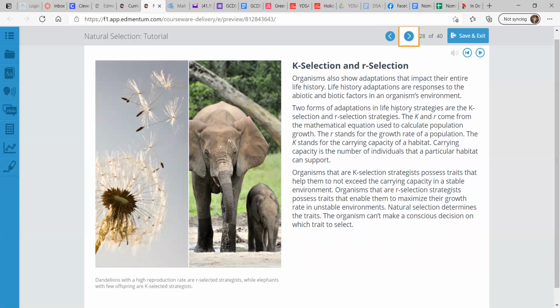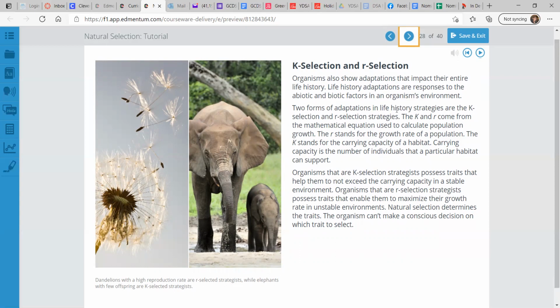The K and R come from the mathematical equation used to calculate population growth. The R stands for the growth rate, so R for rate of a population, and the K stands for the carrying capacity of a habitat. So R for rate, K for carrying. And I know carrying isn't spelled with a K, but it makes the same sound. So that's how I remember it. Carrying capacity is the number of individuals that a particular habitat can support.